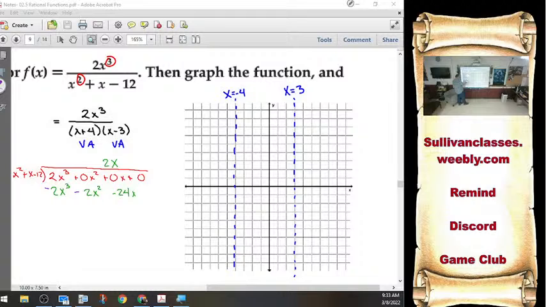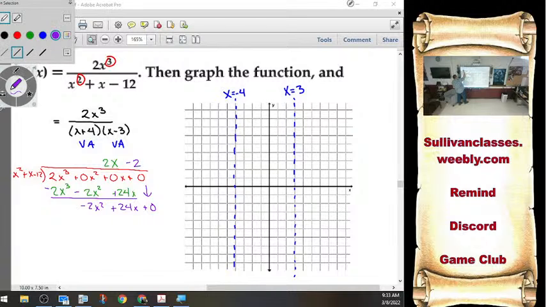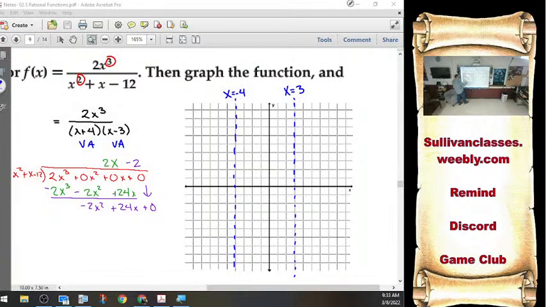No. Change my signs. Negative 2x squared plus 24x. Drop a 0, I guess. Negative 2x squared divided by x squared is negative 2. Negative 2 times the stuff is negative 2x squared minus 2x plus 24. Change, change, change. Who cares?